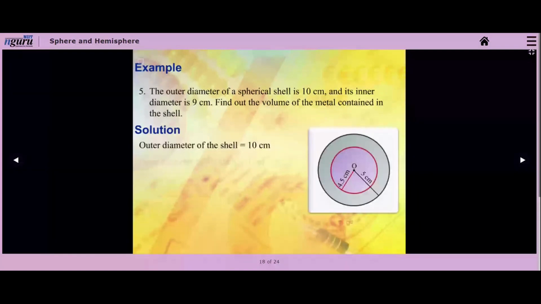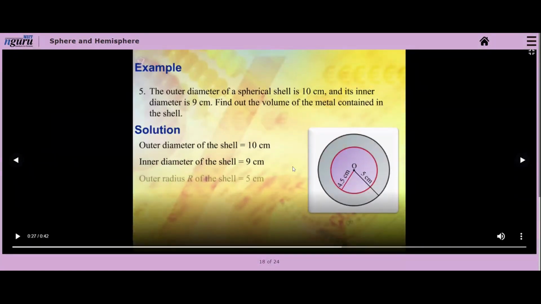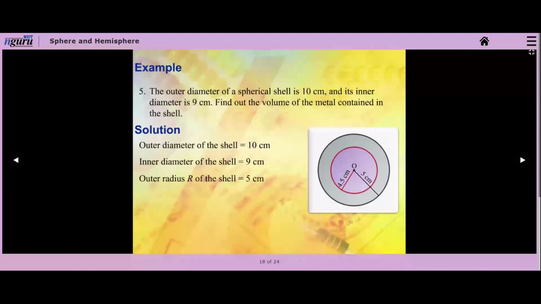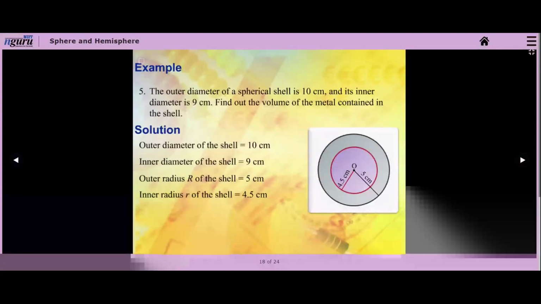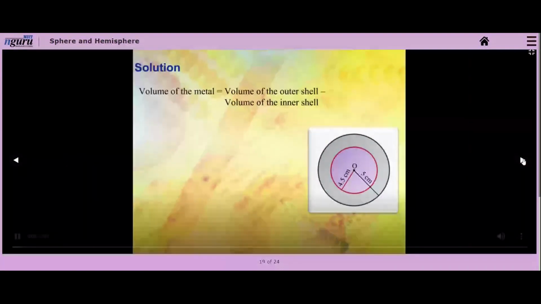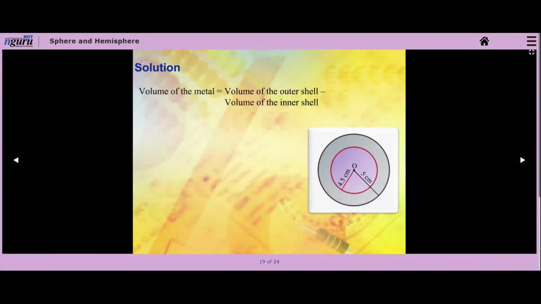The outer diameter of the shell is equal to 10 centimeters. And the inner diameter of the shell is equal to 9 centimeters. You have not taken r equal to d divided by 2. Therefore, the outer radius of the shell is equal to 5 centimeters. You have to take 5 and 4.5. And the inner radius of the shell is equal to 4.5 centimeters. The volume of the metal contained in the shell is equal to the volume of the outer shell minus the volume of the inner shell.